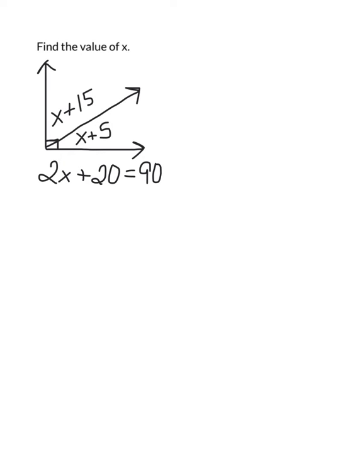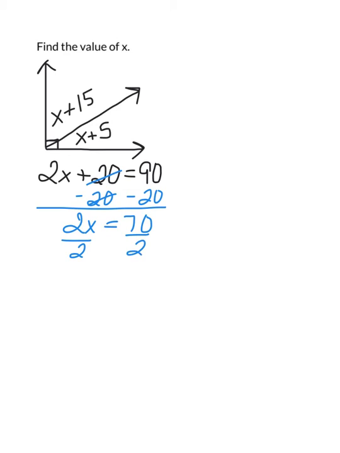Then I'm going to solve this like I normally solve an equation. I'm going to subtract 20 from both sides and subtract 20. Cross out my 20s. 2x is equal to 70. And then I'm going to divide by 2, and x equals 35. And that's it. It's that easy.